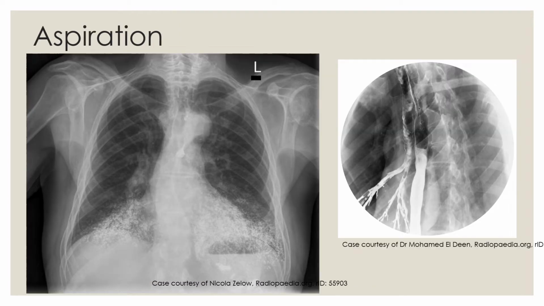Again, this is another example of aspiration, and you can see that here we have the normal thoracic esophagus, and we have here abnormal trachea and bronchi, bronchioles as well here, which have been outlined abnormally by contrast material.